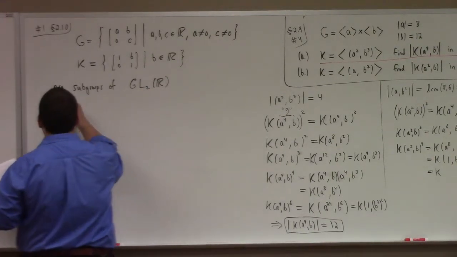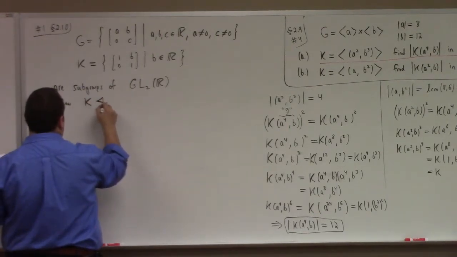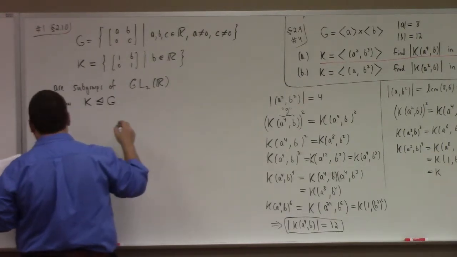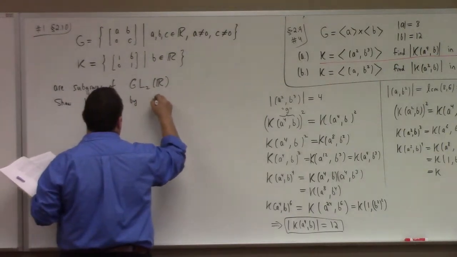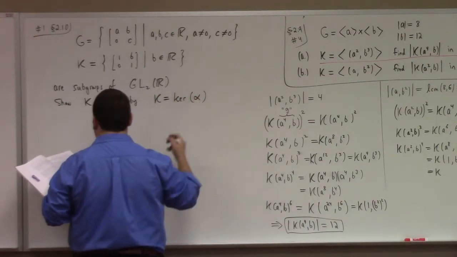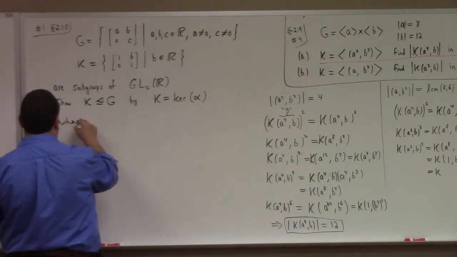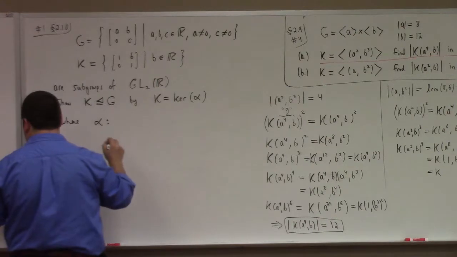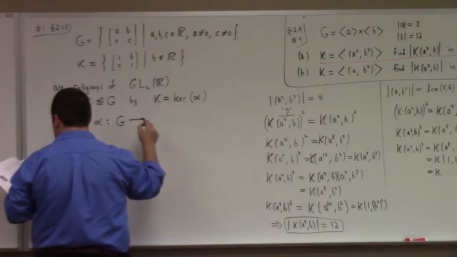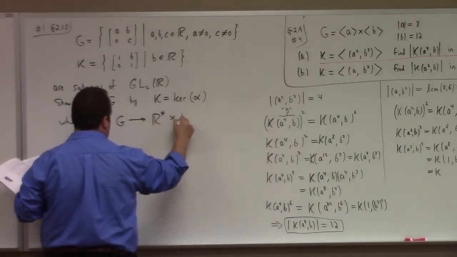So show that K is a normal subgroup of G by showing K is equal to the kernel of some group homomorphism alpha, where alpha is some homomorphism from G to non-zero reals, Cartesian product non-zero reals.